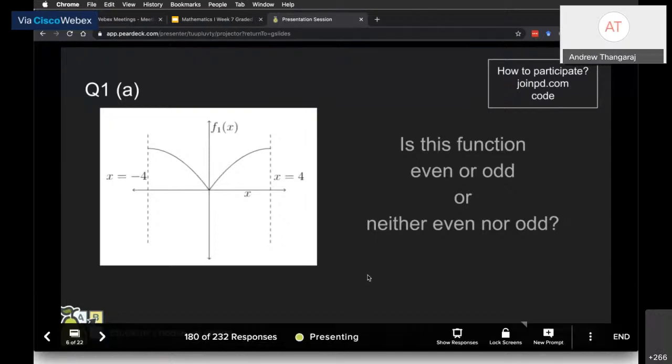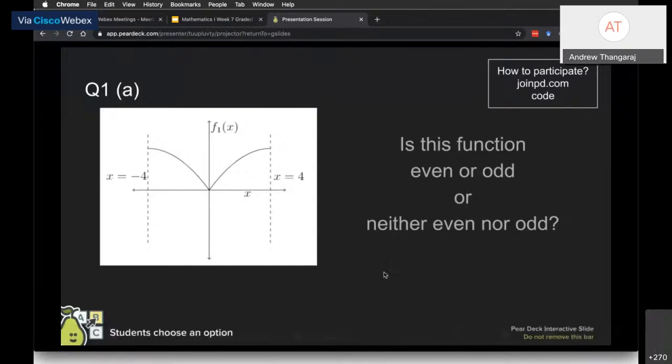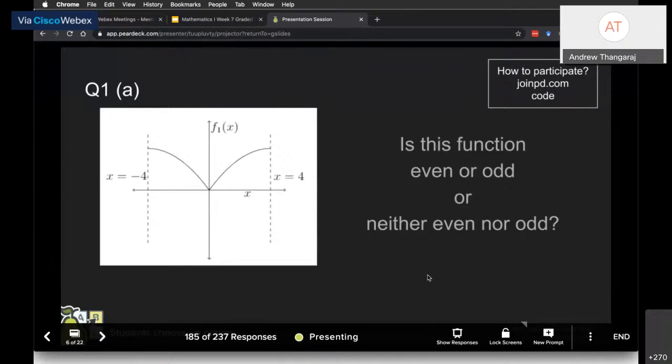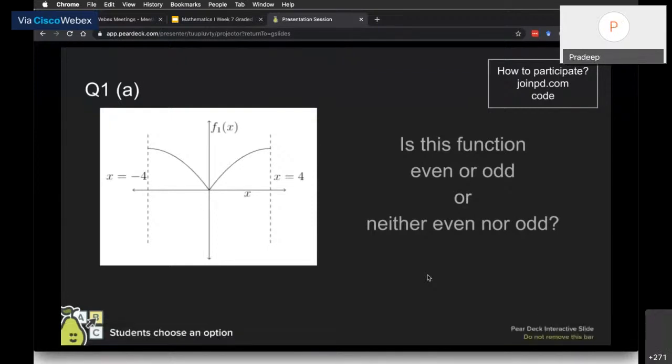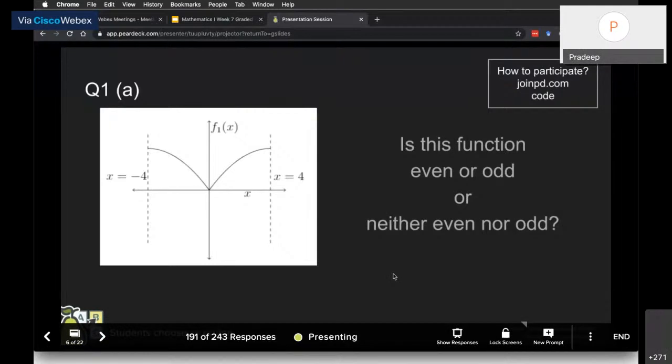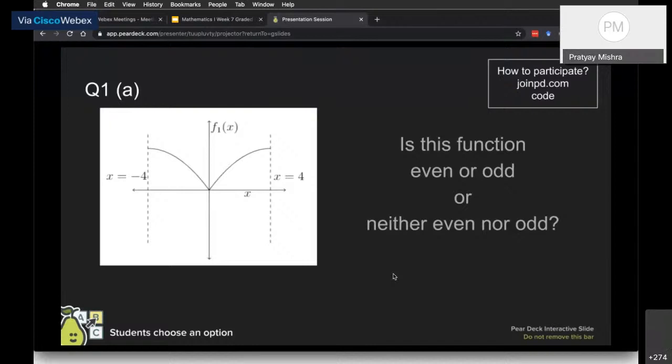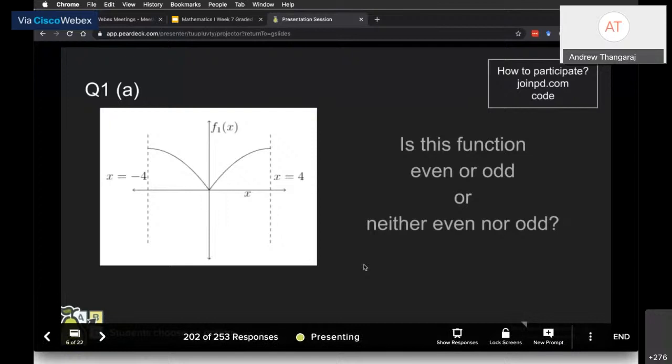I'll give a couple more minutes. Recall the definition of even or odd functions, or neither even nor odd. You can go and recollect what it is. I'm not writing down the definition here, so in the solution when we discuss, we'll do that. This is part A of one question. In exactly 1 more minute, I'll move off to part B, which is another function.